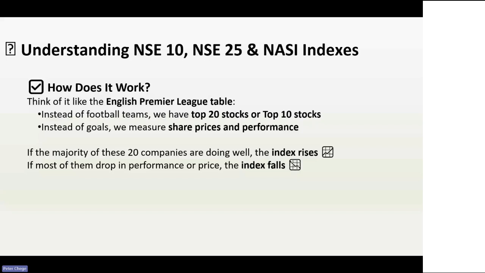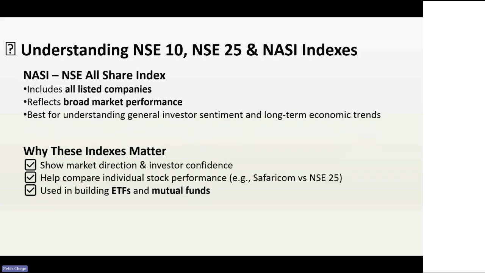So if a majority of, let's say in the NSE 25, you have 25 companies doing well, then the index is rising. If most of them then drop in performance or price, the index falls. That's why I said in the previous screen, it helps you know the market direction and also know when to buy and when to sell.